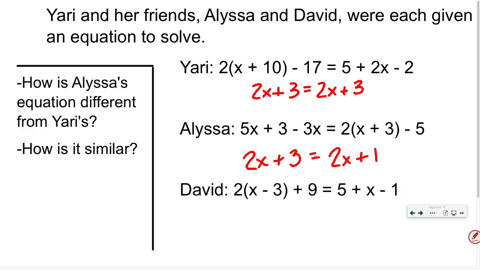Both variables the same numbers. Good, okay, so for both equations, the variables are the same on both sides. See, in the top we have 2x on the left, 2x on the right. Here we have 2x on the left, 2x on the right. What's different?